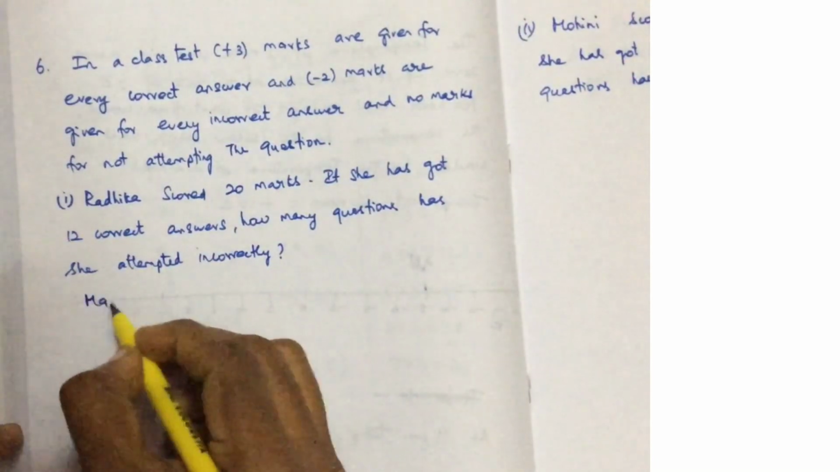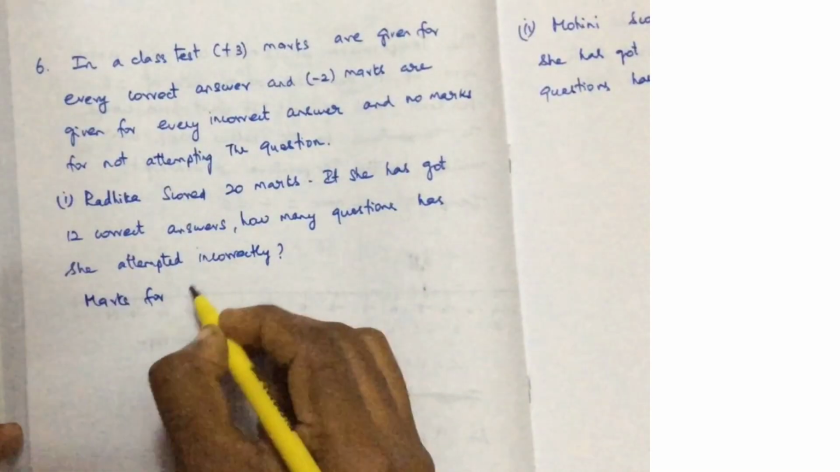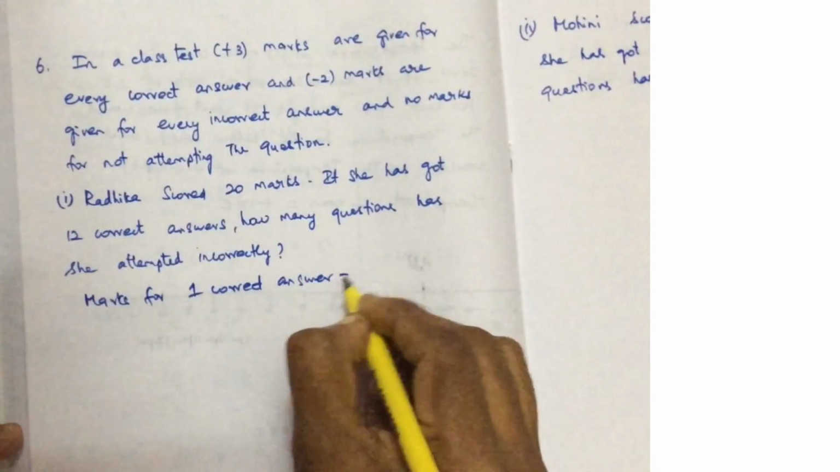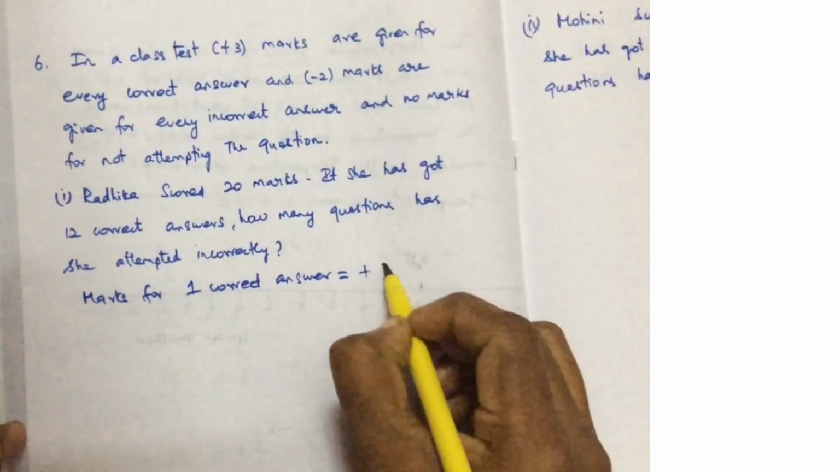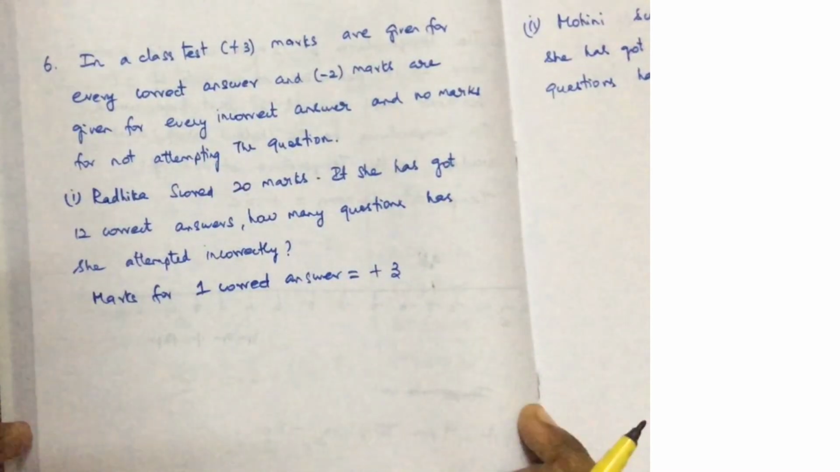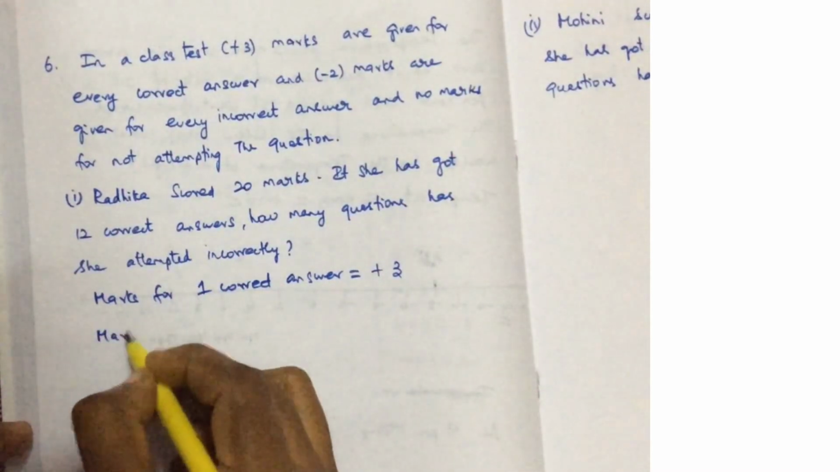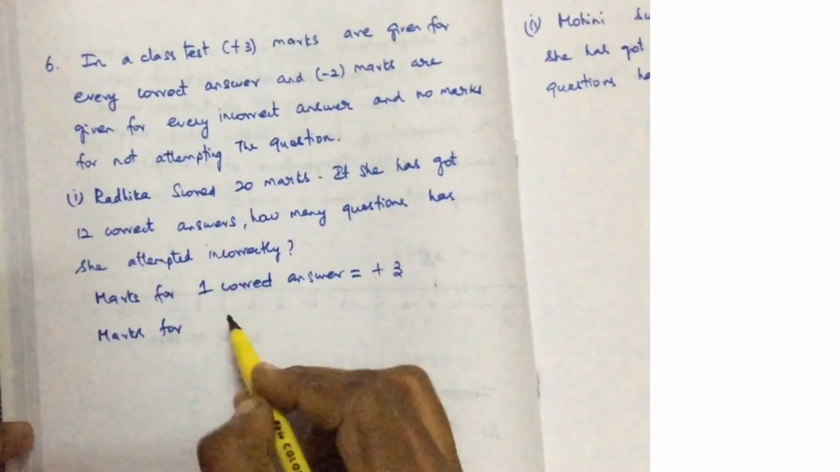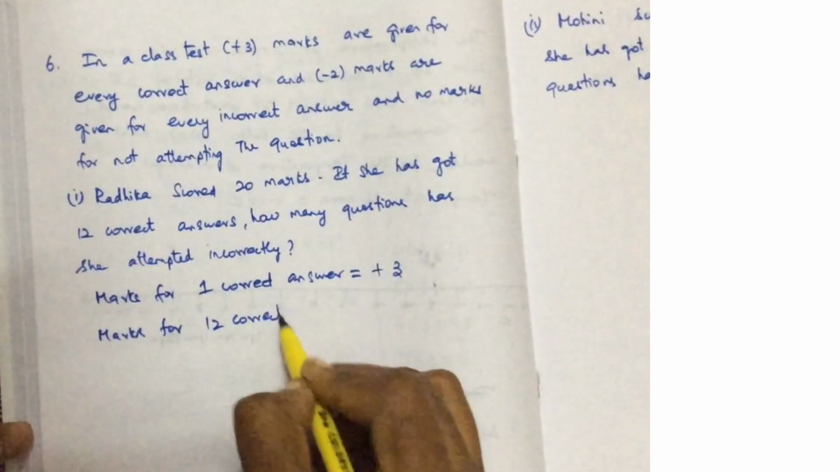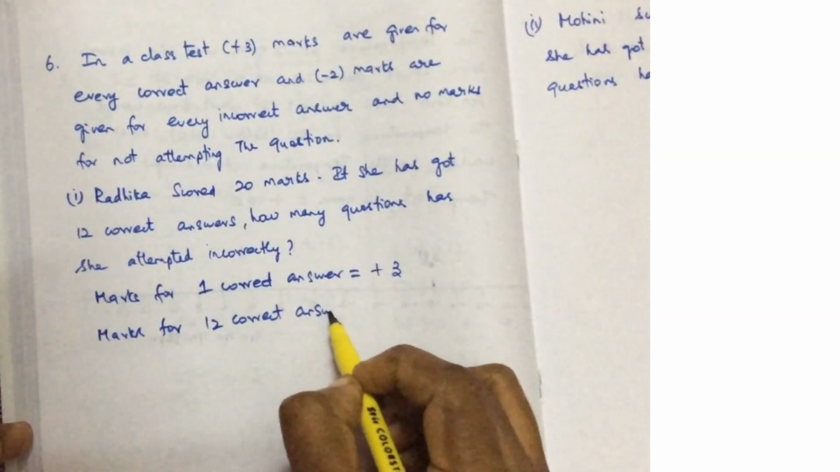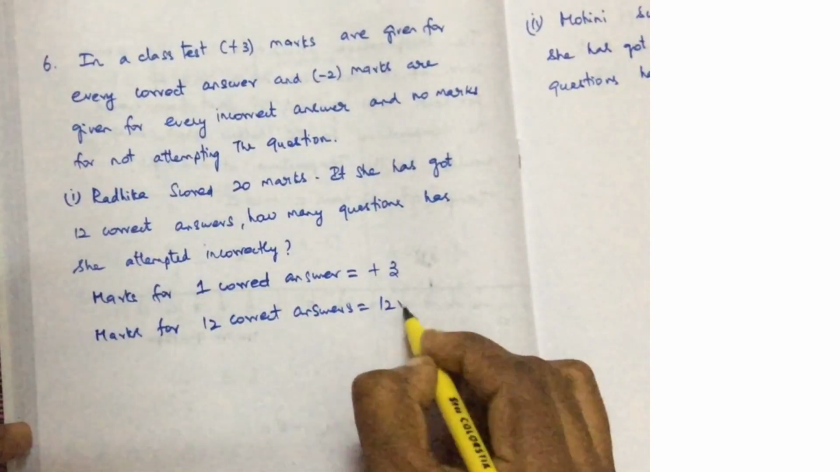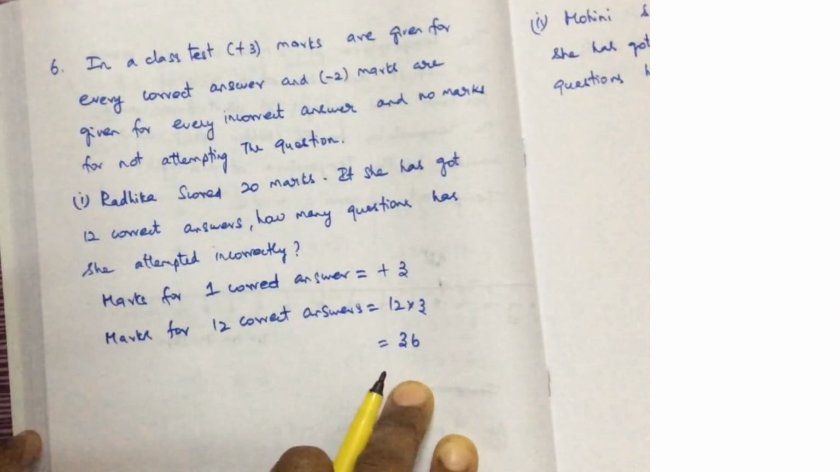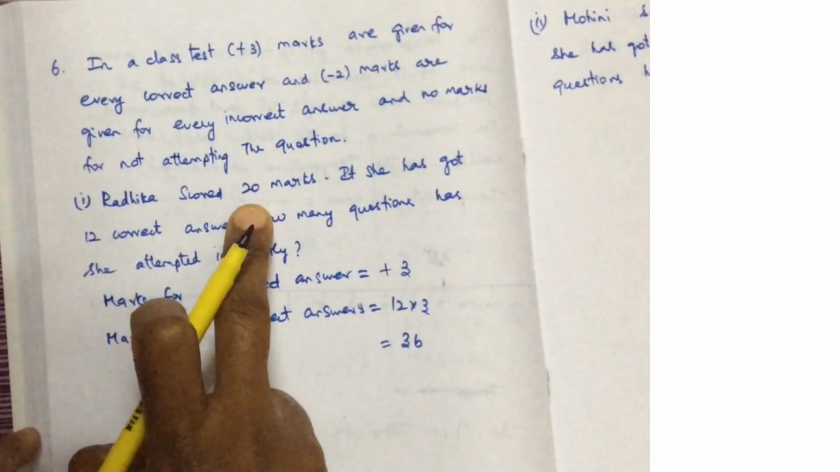So what is the marks for one correct answer? Marks for one correct answer is plus 3. This is the same problem as we have seen in the example. Therefore marks for how many correct answers? She got 12 correct answers. So marks for 12 correct answers is equal to 12 multiplied by 3, that is 36 marks. But the total score is 20 marks.